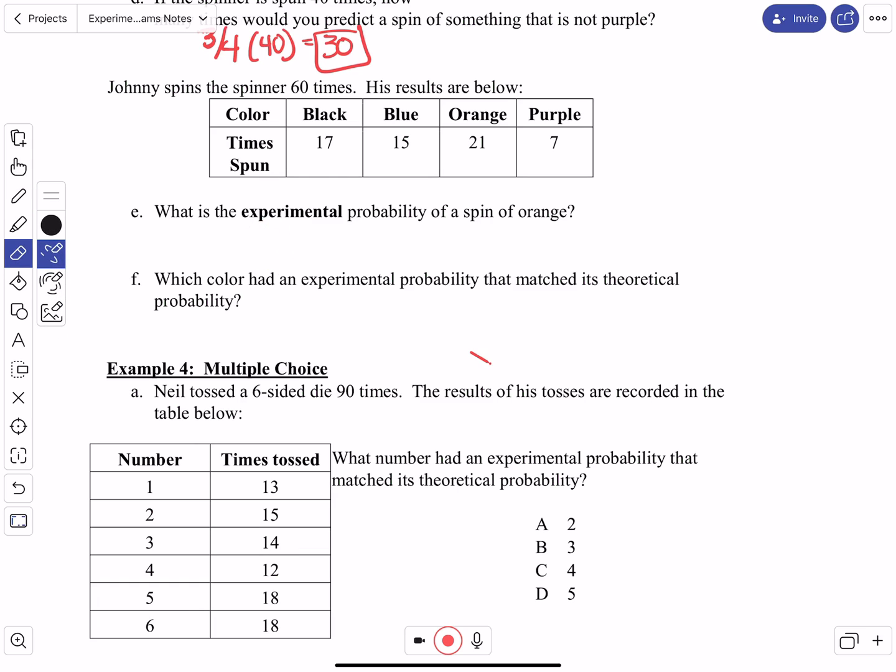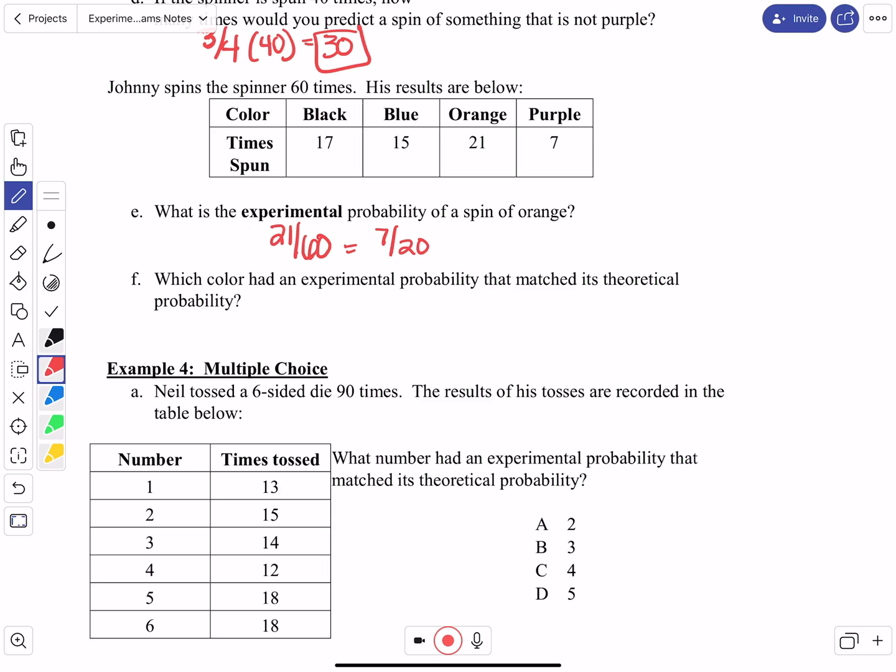Let's try that again. So 21 out of 60. And if we reduce that, that would reduce to 7 out of 20.